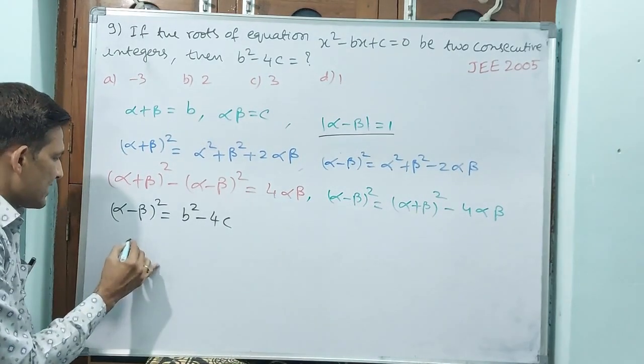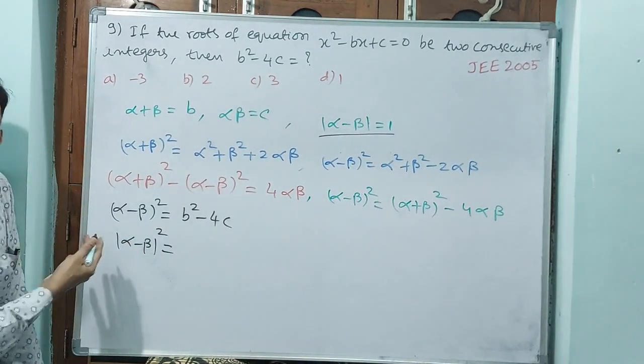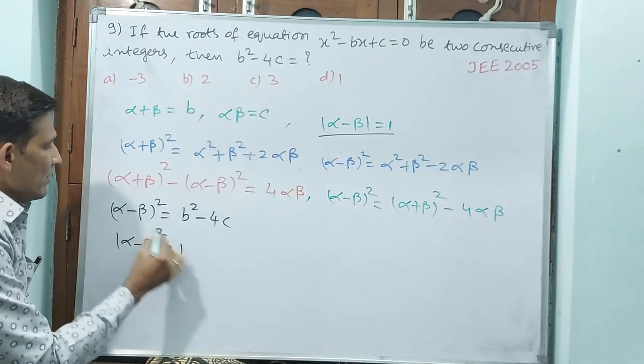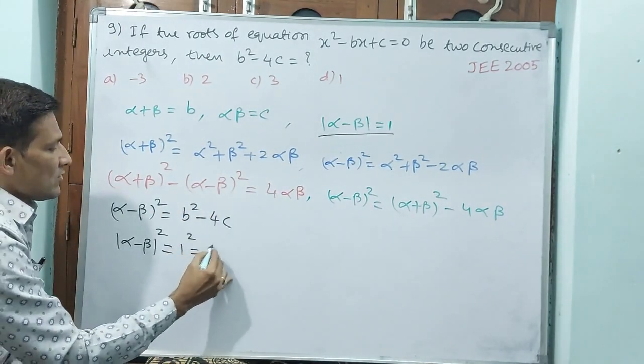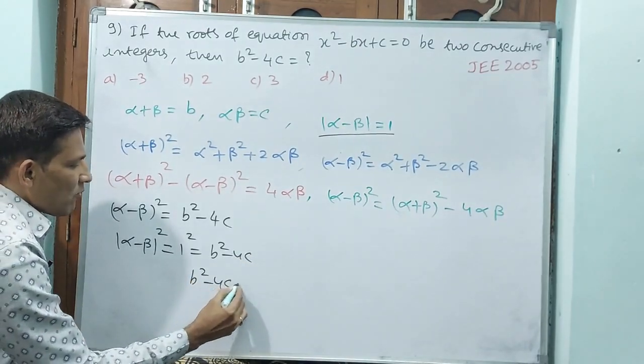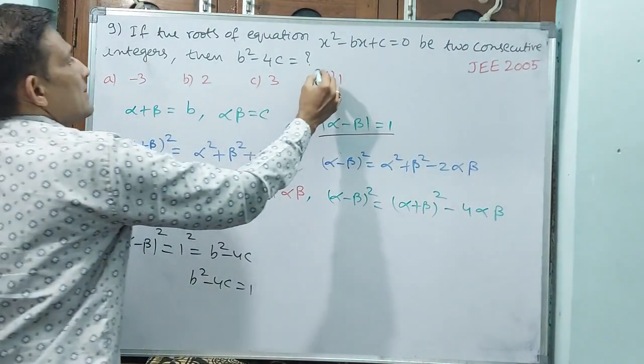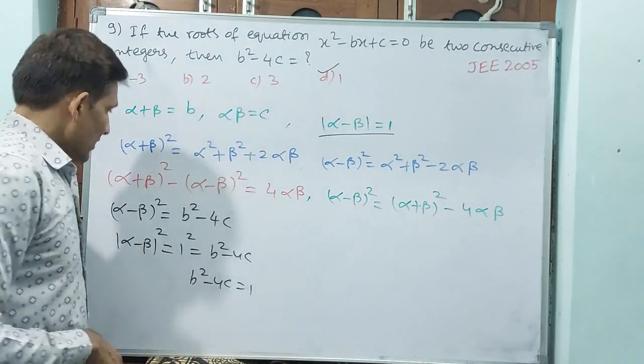That means, shall I write this like this? Alpha minus beta modulus square, definitely I can write. Okay, that means 1 square is equal to b square minus 4c. Or else b square minus 4c is equal to 1. Why? Because 1 square is 1 only. Okay, answer is D.